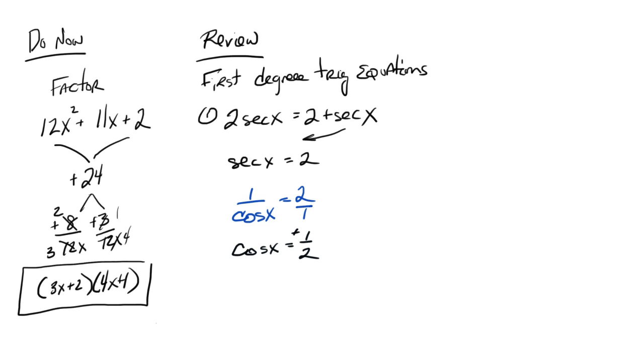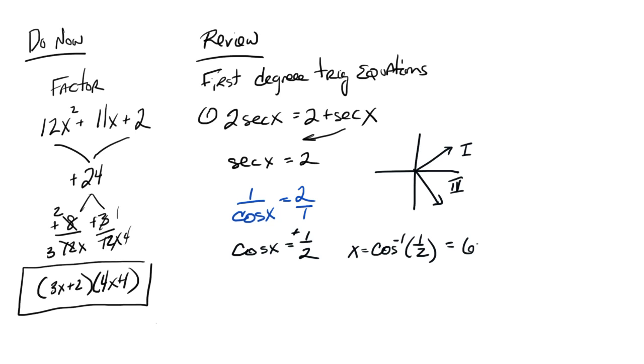And then if you recall, we said it's a positive cosine equals a positive half. So that tells me the neighborhood that we're going to be in. Positive cosine means we're in quadrants 1 and 4. So you grab your calculator, and if I want to solve for x, it's inverse cosine of 1/2. You punch that in, and you get 60. But that's the reference angle.